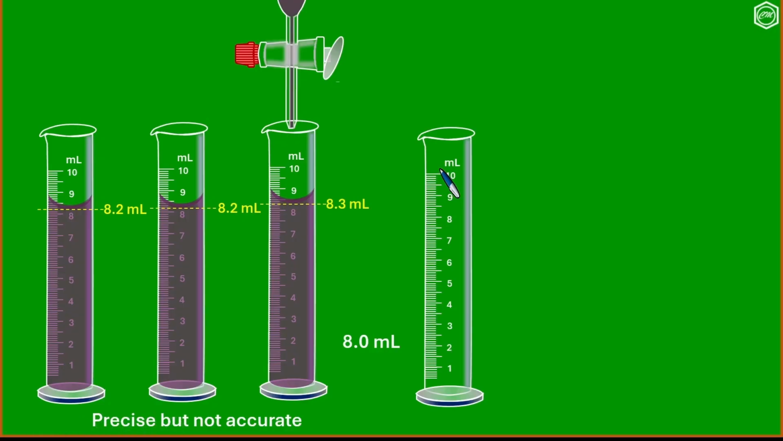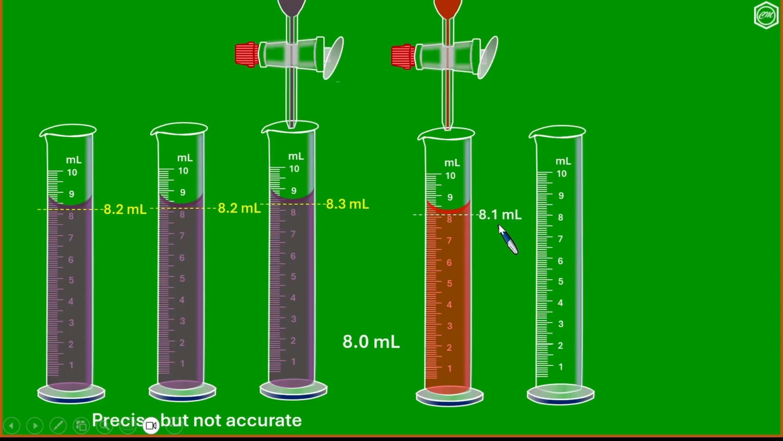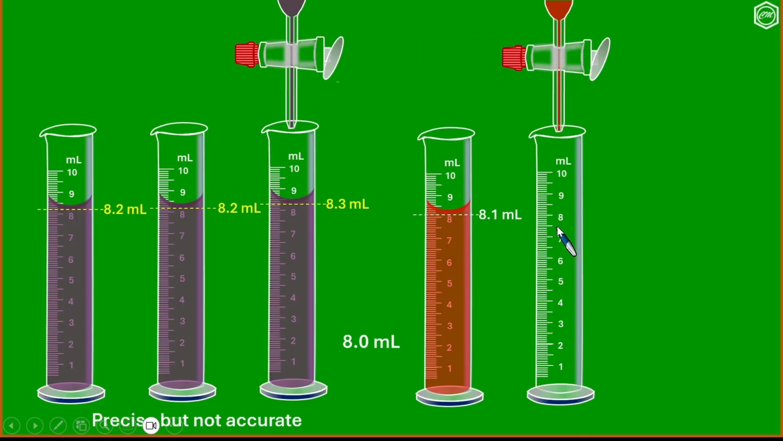It is now the turn of student B. He took the red liquid in the burette, stopcock is closed, and he transferred the liquid to the measuring jar. He carefully closed the stopcock, and the value is only slightly higher, that is 8.1 ml. Now his second attempt, he turned the stopcock on and drained the liquid, and he closed the stopcock carefully, but this time it is slightly less, that is 7.9 ml.